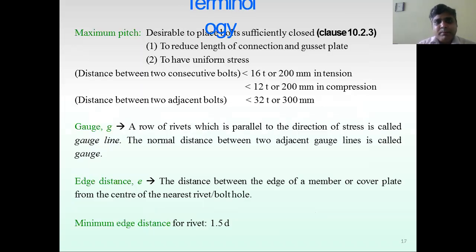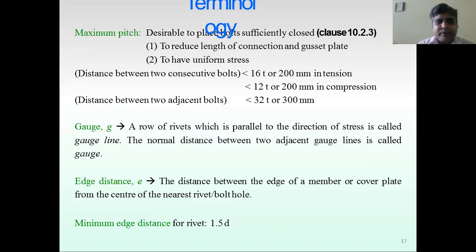Now, maximum pitch, clause 10.2.3. It is desirable to place bolts close, first to reduce the length of connection and gusset plate, and to have uniform stress. The distance between two consecutive bolts is less than or equal to 16 T or 200 mm in tension, and less than 12 T or 200 mm in compression.